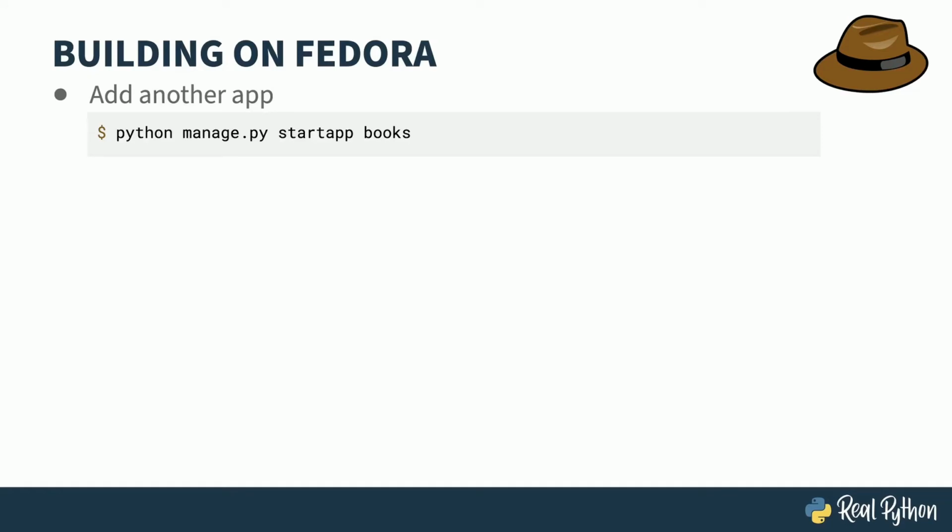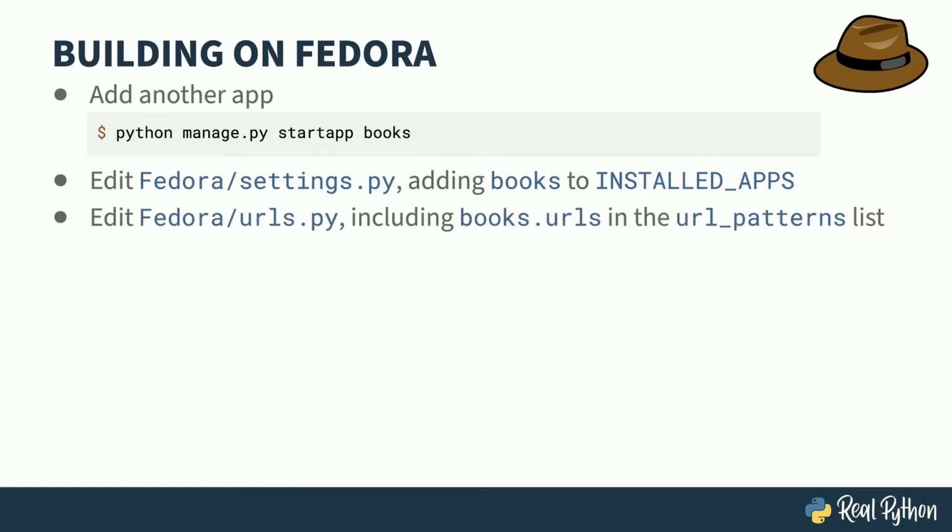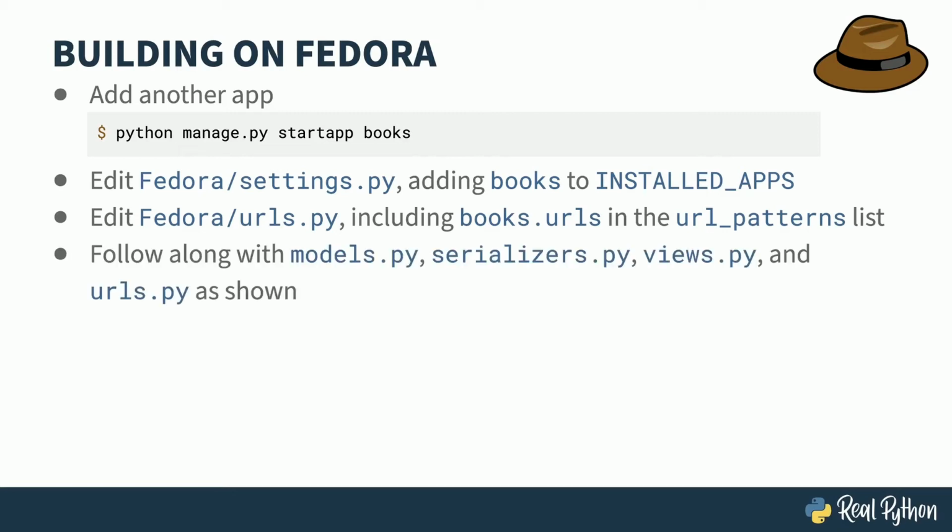Now I'm going to add another app for books. This will be where I demonstrate the permissions. If you're writing the code yourself while you're following along, you're going to need to change the settings file to add books to the installed apps, change the URLs file to include books.urls, and then create the files that I'm going to show you for your models, serializers, views, and URLs.